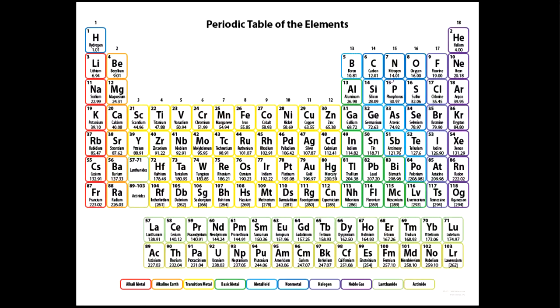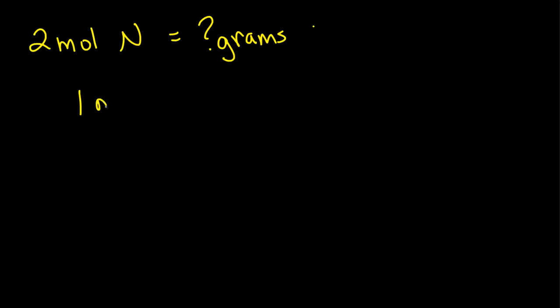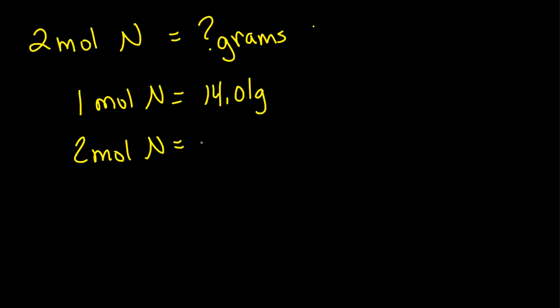When I find it, I see that the atomic mass number is 14.01. So if 1 mole of nitrogen is 14.01 grams, then how much is 2 moles of nitrogen? Well, all I got to do is take that number and multiply it by 2, which is 28.02 grams.